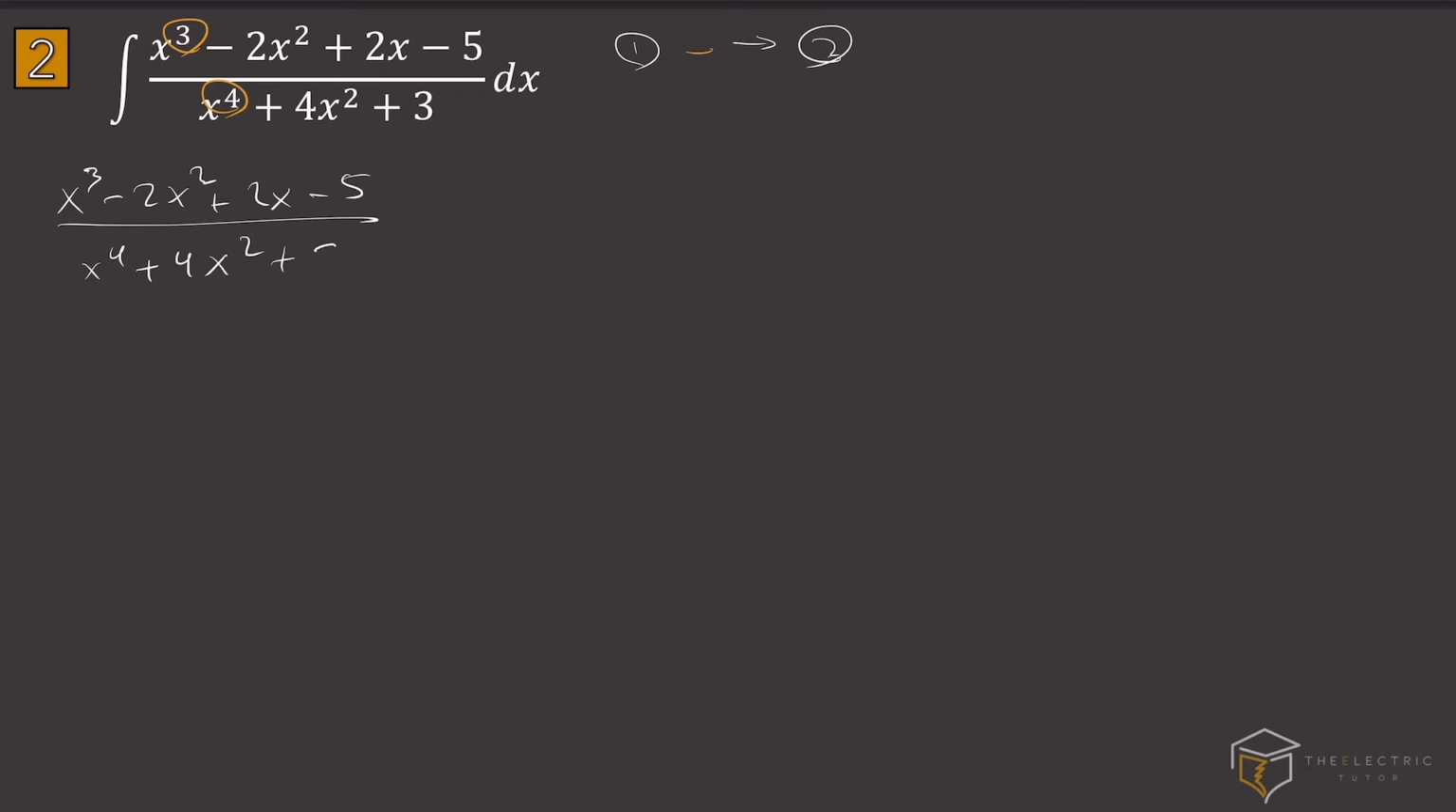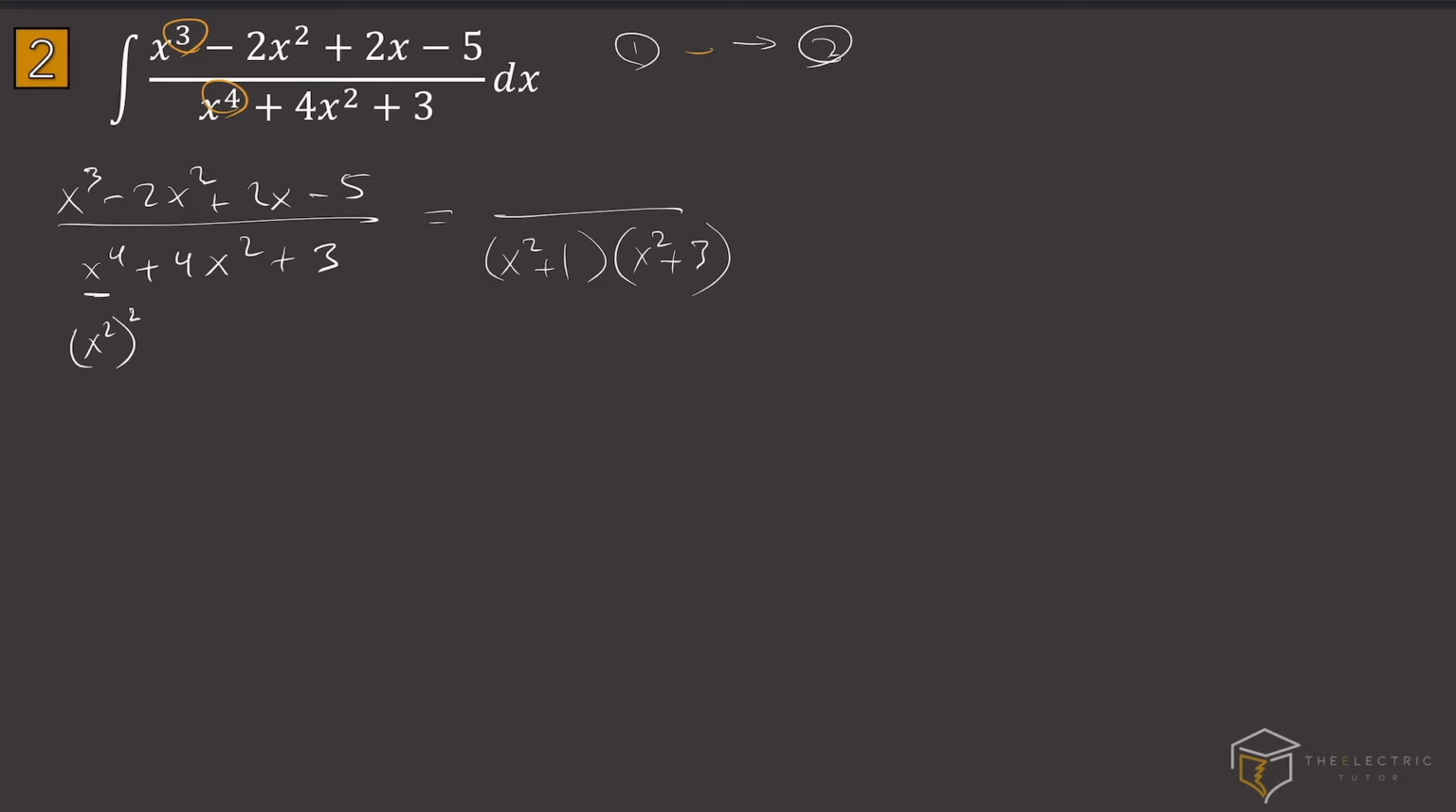Can we factor x to the fourth plus 4x squared plus 3? And the answer is yes. I'm going to take the x to the fourth and look at it as x squared squared. Okay, x squared squared. And with that, I'm going to have two parentheses with an x squared on each side. Plus plus gives me plus plus. And then 1 times 3 is 3. 1 plus 3 is 4. So 1 and 3 are my values.